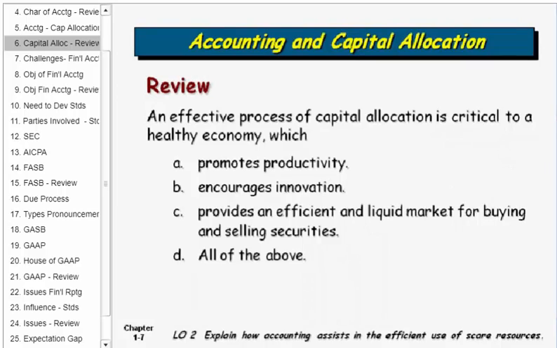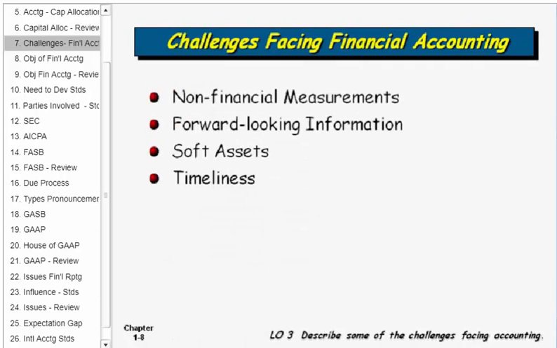Okay, so with regard to accounting and capital allocation, we'll take a quick review. An effective process of capital allocation is critical to a healthy economy which promotes productivity, encourages innovation, provides an efficient and liquid market for buying and selling securities, or all of the above. And hopefully you recognize that all of these are the correct response.